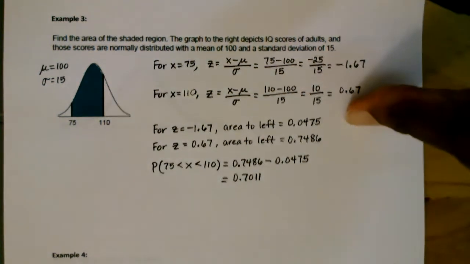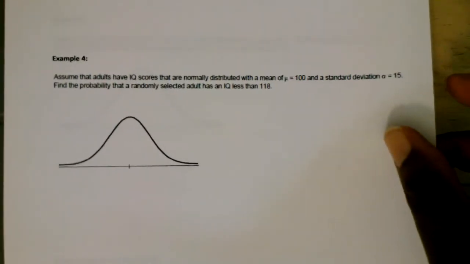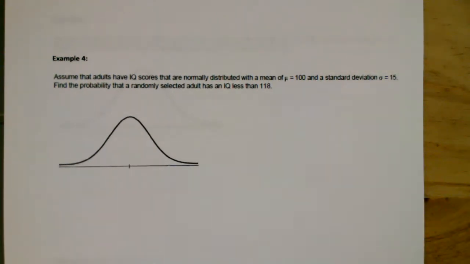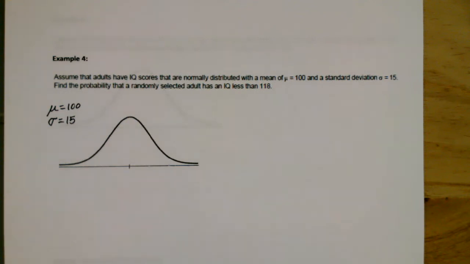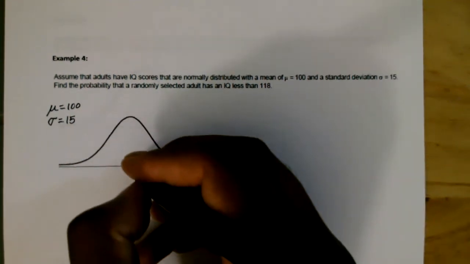Okay, here's another example. Assume that adults have IQ scores that are normally distributed with a mean of mu equal to 100 and a standard deviation sigma equal to 15. So that's given to us. Mu is equal to 100. Standard deviation is 15. Find the probability that a randomly selected adult has an IQ score less than 118. Okay. So that mu equal to 100, that's at the center.